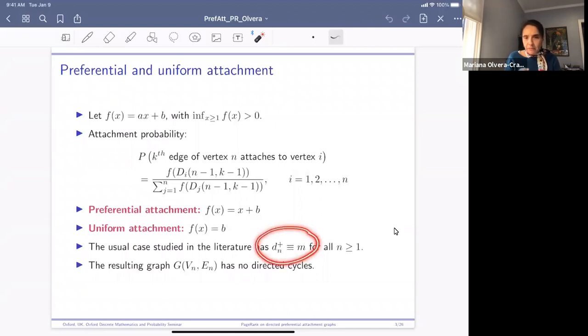Now, these models have been studied. These are nothing new, and normally they are studied in the case of uniform or sort of finite out degree.